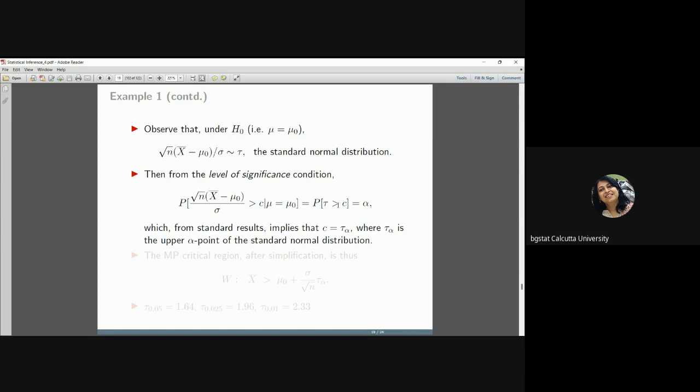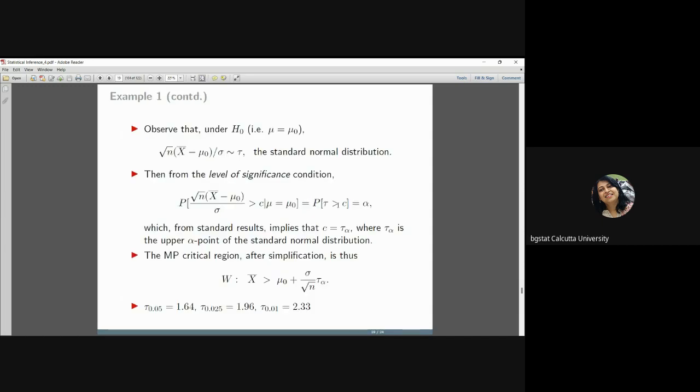But if mu is equal to mu naught, then this quantity, root n x bar minus mu naught over sigma, follows the standard normal distribution. So go back and look at the notes on sampling distribution to see this. And hence, we can compare with the cutoffs of the standard normal distribution, and we can use this to solve for c. It turns out that c is equal to this quantity, mu naught plus sigma by root n tau alpha. Tau alpha is some critical value. It's some quantile for the standard normal distribution. So you don't need to go too much into it.